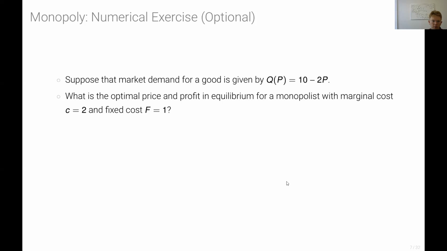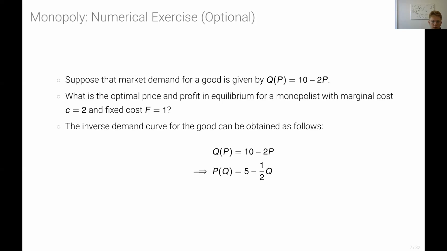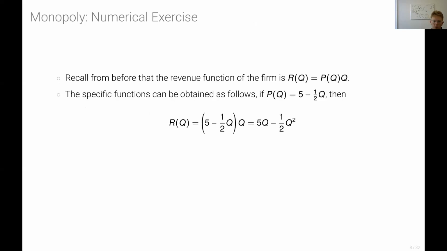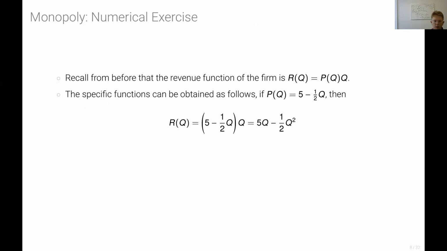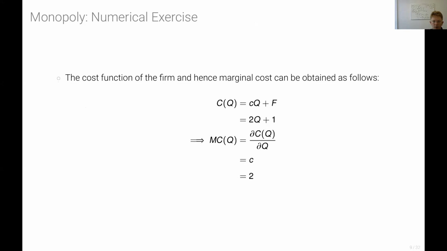Okay, so let's see. So we figured out the inverse demand curve. That's what we did up on the board. So we figured out what marginal revenue was. It's equal to 5 minus Q. Then, given our cost function, we know that the marginal cost is equal to 2. That's what we did.